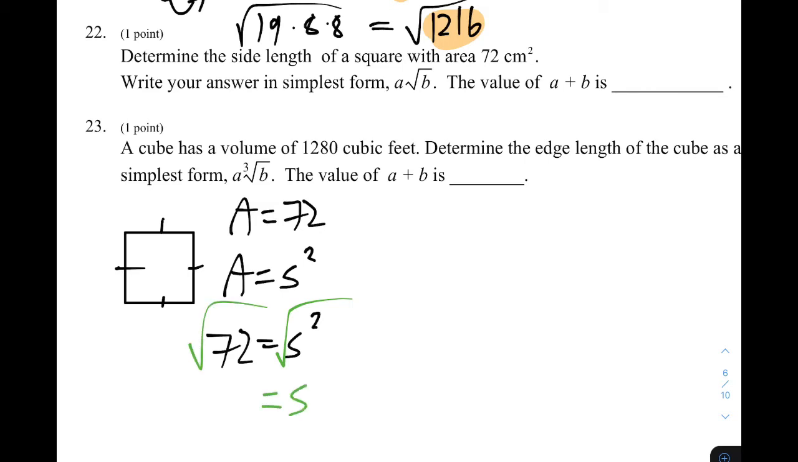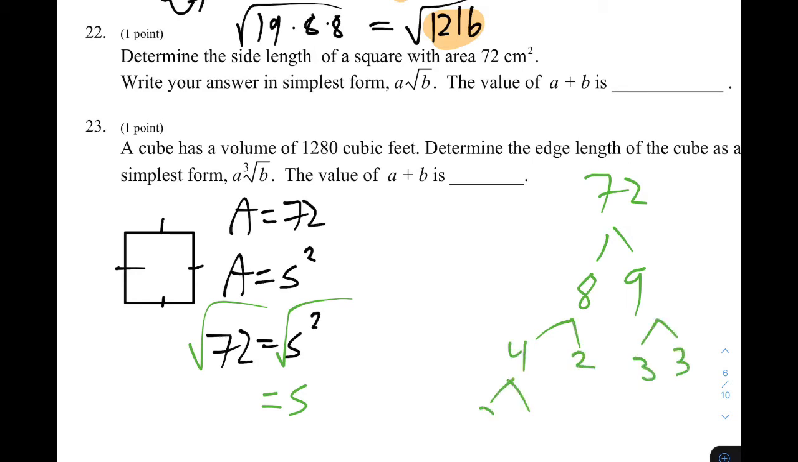Root 72 isn't a nice number, so I'll have to factor 72. 72 is 8 times 9. 8 is 4 times 2. 9 is 3 times 3. 4 is 2 times 2. And now I'm down to my prime factors: 2, 2, 2, 3, 3. Those are all under there to make 72.